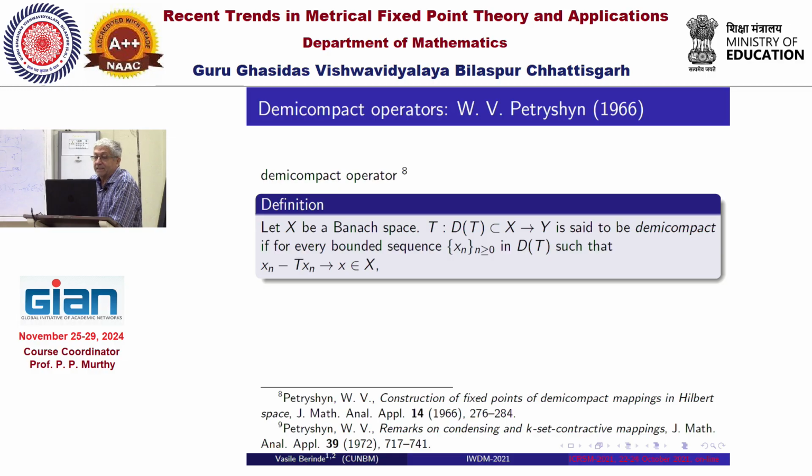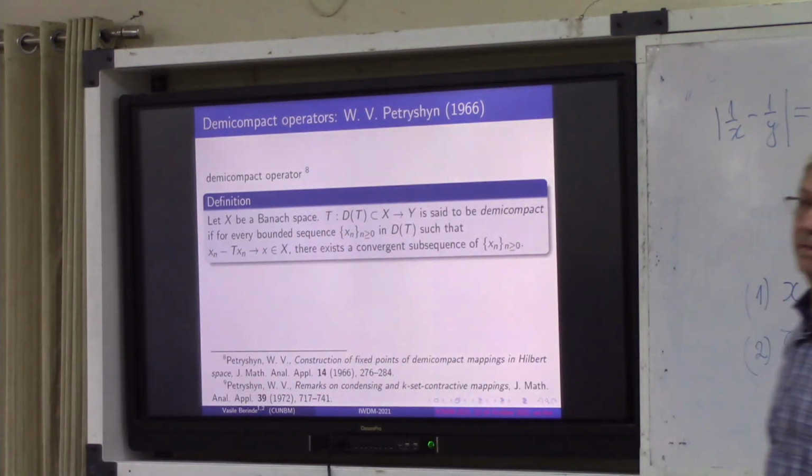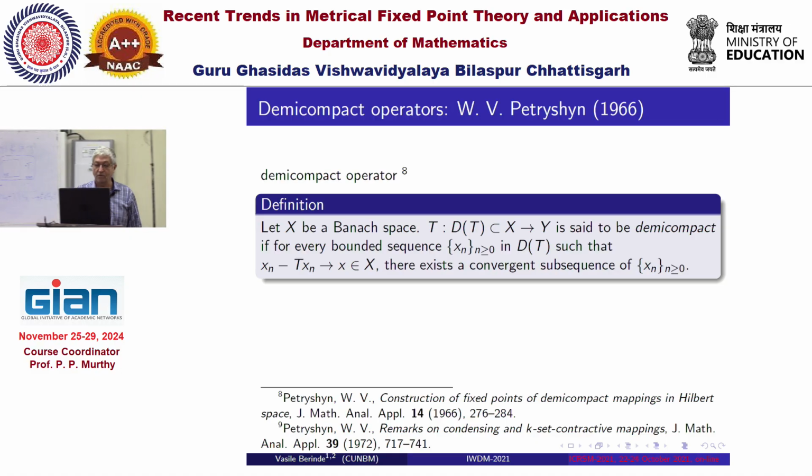We have a Banach space X. T is a mapping. It is said to be demi-compact if for every bounded sequence xn from the domain of T, such that xn minus Txn converges strongly to some x, there exists a convergent subsequence of xn. This is the definition. So once again, the demi-compactness means for such an operator, if xn minus Txn converges to 0, this is related to the fixed point problem, okay, then xn possesses a convergent subsequence.